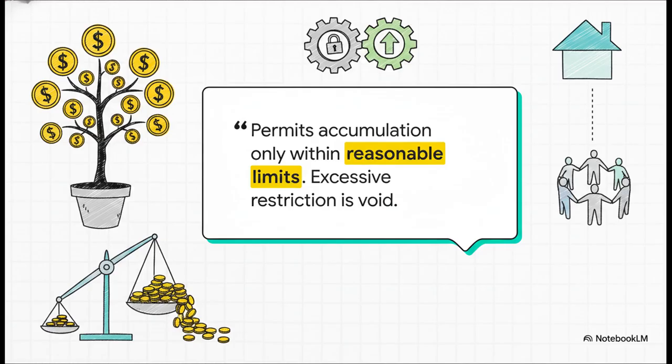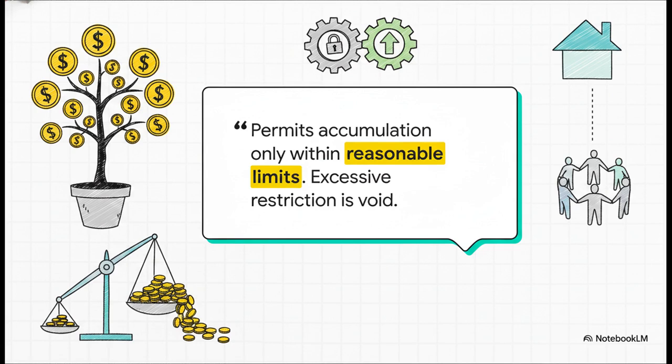Now for our concluding thought. Quote, "The law permits accumulation of income only within reasonable limits. Any excessive restriction is void, ensuring that property remains productive and beneficial to society." Dictate this exact quote slowly onto your paper. I want you to frame it as the mandatory, high-impact concluding paragraph that you must write at the very end of your KSLU answer script.